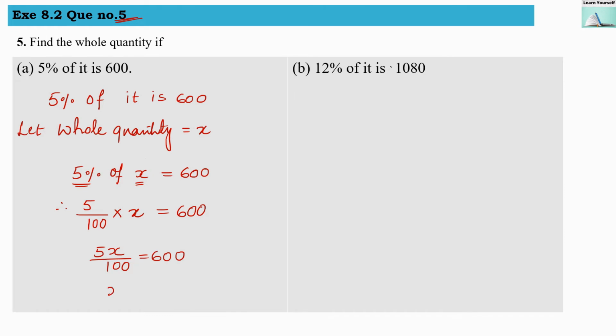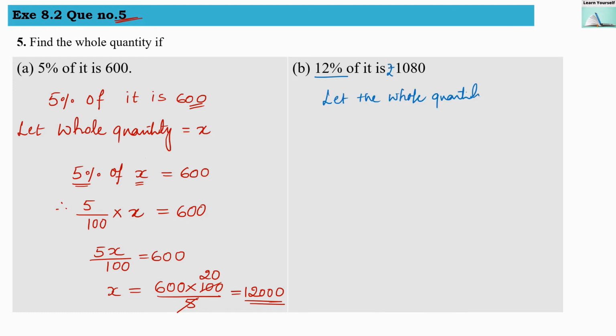So x equals 600. This 100 we are taking to the other side, so it will go to the numerator and this 5 will come in the denominator. So 20 5s are 100, so 600 times 20. So the answer we will get here is 12,000. So our whole quantity is 12,000, and if we find 5% of 12,000, that is going to be 600.